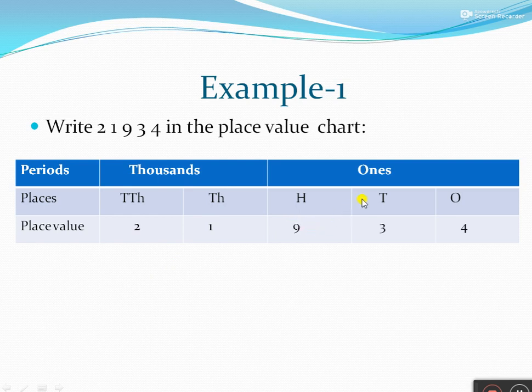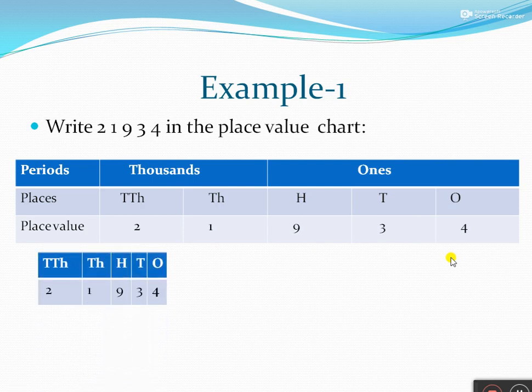When you write tens and ones in words, we have to write them together. 100 should be separate. So 21,900. 3 and 4 we have to write together, 34. Now you see in the words: 21,900, 34.